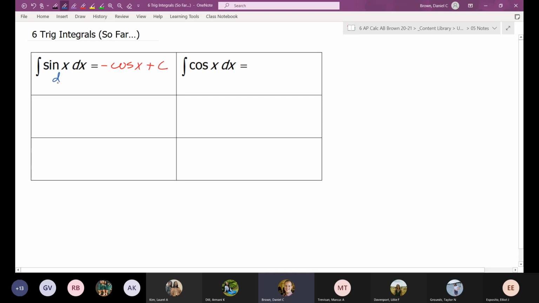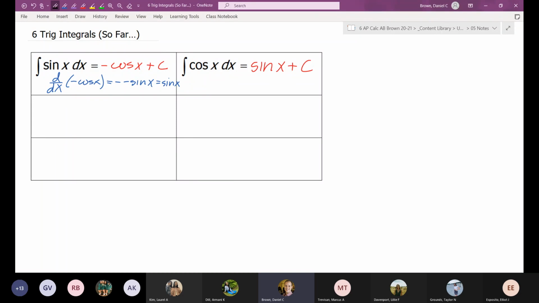Easy way to check it, when we do the derivative of negative cosine, I know that the derivative of cosine is negative sine, so we have the double negative, which is what's making that positive sine. So again, if you know your derivative rules, you technically know your trig rules. Likewise for cosine, if I say what's the integral of cosine, in your head you can ask yourself the derivative of something is cosine. The derivative of sine is cosine, so the integral of cosine would be sine of x plus c. Don't forget that plus c.